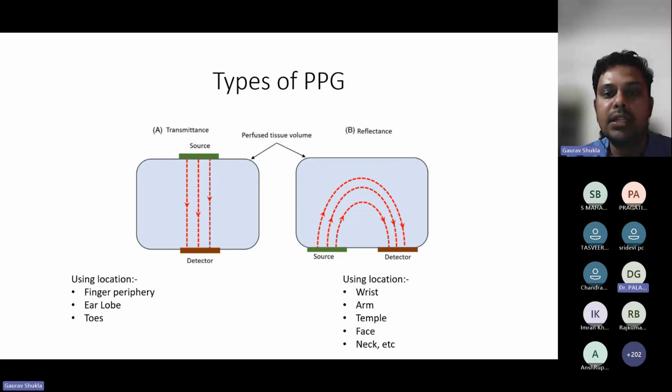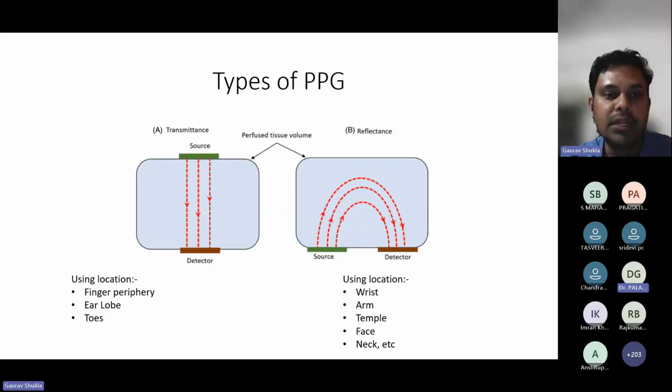And then there is the reflectance type method, which has the source and detector in the same location, on the same side of the organ. From the mechanism itself, it is evident where each could be used.